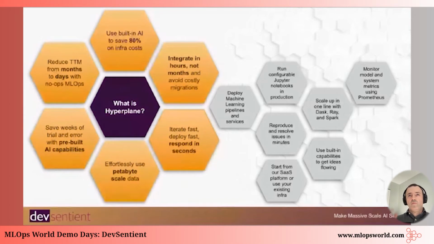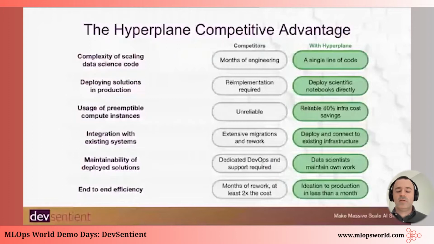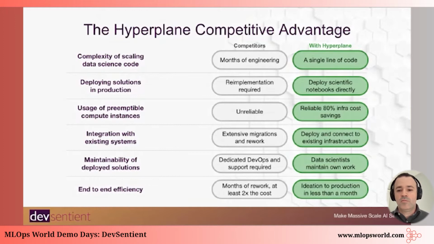And so, to summarize the differences of using Hyperplane compared to pretty much anything else out there, you scale up with a single line of code. So there's no engineering effort involved in taking a small scale computation and running it at a massive scale in the vast majority of cases. Of course, this can never be 100% true. There's cases where you would need to do some extra work, but by and large, and this is based on the clients of DevSentient, most machine learning code can be scaled up with a single line of code and very little effort.